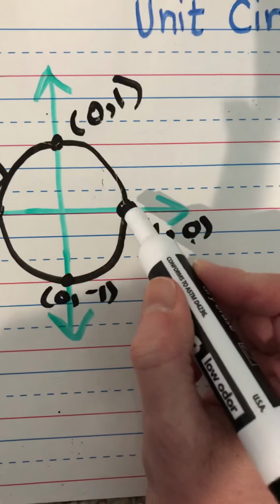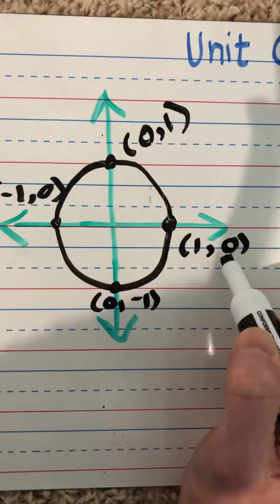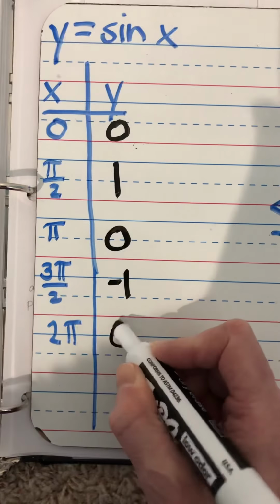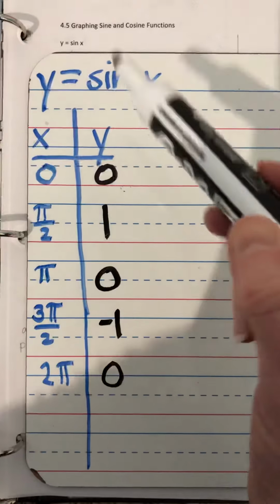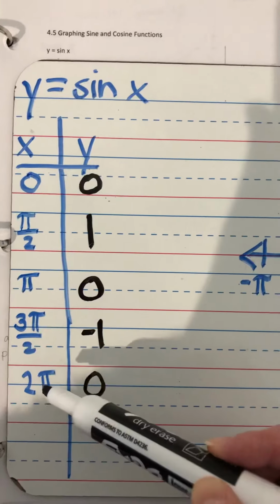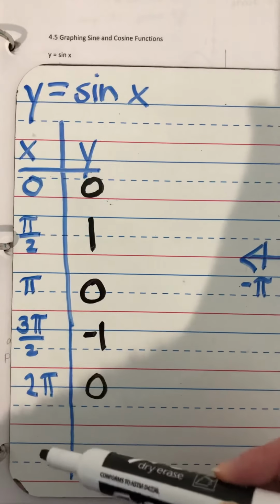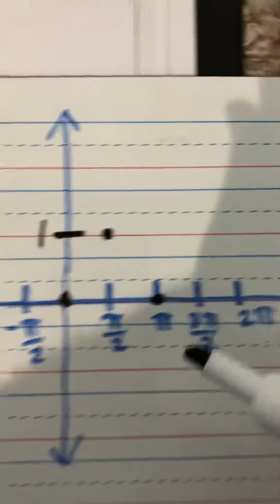And then 2 pi. So 2 pi is 1 complete revolution. So you're back to where you started from. So that's why I'm going to stop there. So that's 0. And so see, that's why I stopped here. So we're going to say the period of the sine of x is 2 pi because it's 1 complete revolution. And if I keep going, it's just going to repeat itself.